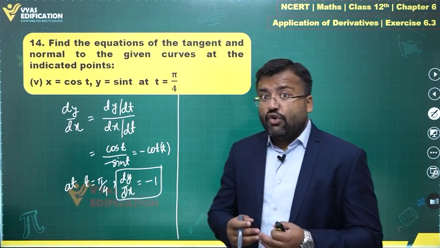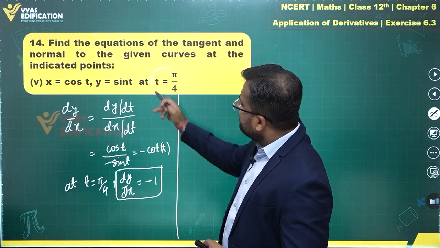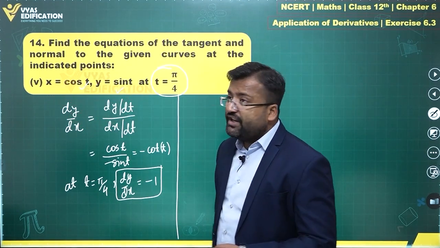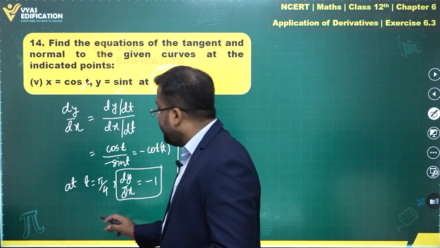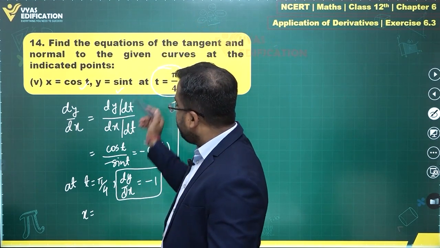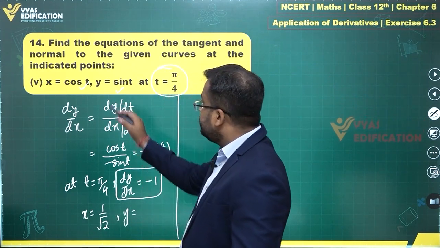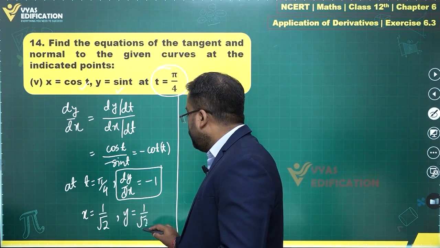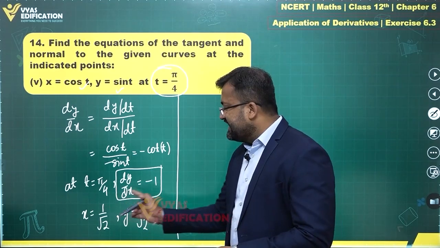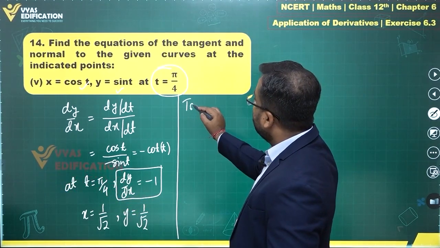But do you also realize that at t equal to pi by 4, you will have to find the point as well, right? So you don't directly have the point. At t equals pi by 4, dy by dx is equal to this. x is equal to sin pi by 4, which is 1 upon root 2, and y will be equal to cos pi by 4, which is 1 upon root 2. And now I have the point. This is x comma y, 1 by root 2 comma 1 by root 2. That's the point. So for tangent, what do I need?